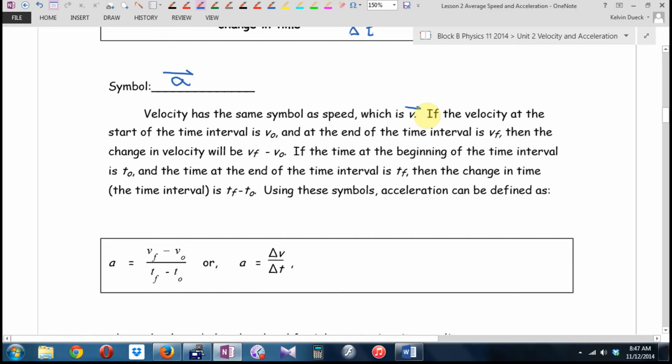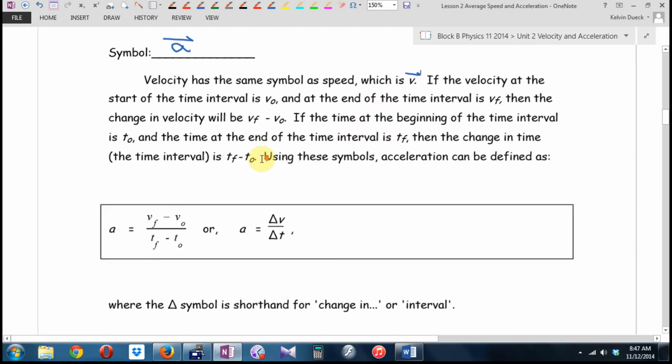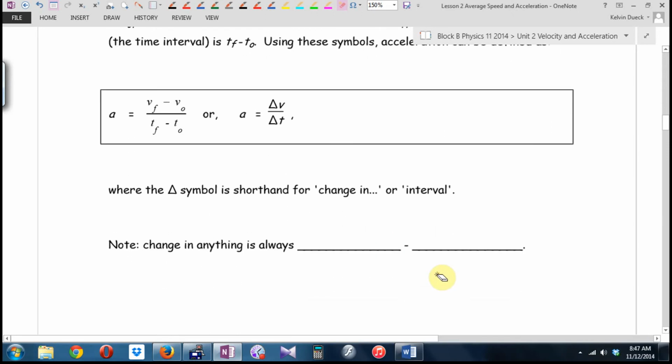If time at the beginning of this sounds really complicated, don't freak out, is time 0, and time at the end of the interval is TF, then the change in time is delta T. Okay, here's what we can say then. We can say acceleration is change in velocity over change in time, final minus initial, divided by final minus initial, where the delta symbol is the shorthand for change in or interval. Little note, by the way, change in anything is always final minus initial.